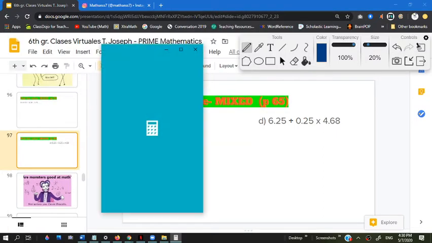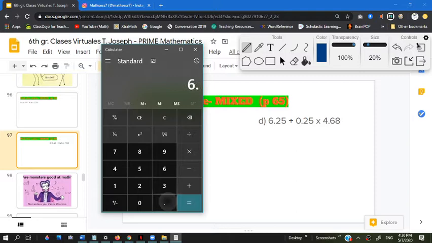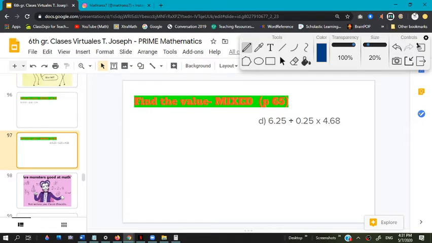So let's find out. We're going to do the division first. 6.25 divided by 0.25 gives us 25. Okay, now we actually divided 625 by 25, and let's see if that gives us the same answer. 625 divided by 25 also gives us 25. Now we just need to multiply by 4.68, which gives us 117. We got the correct answer. Okay, cool. Let's go to another problem.